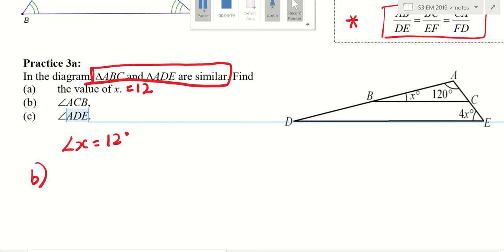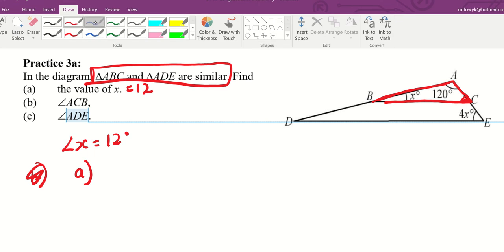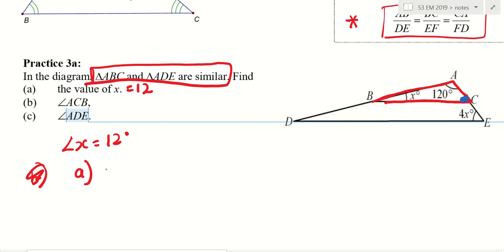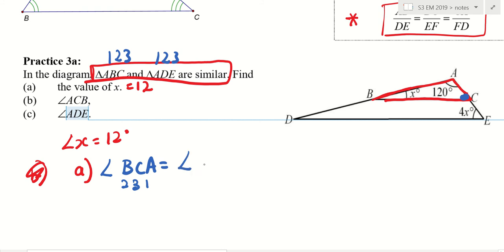Now, I think I only want to talk about this triangle, but I got a problem because I don't have this angle. So, can you help me? This is part A. Gerald, can you help me? I want to find out this blue angle. So, I write down, angle BCA. If I use BCA means 1, 2, 3, 1, 2, 3. BCA means 2, 3, 1. Correct? So it will be equal to angle what?